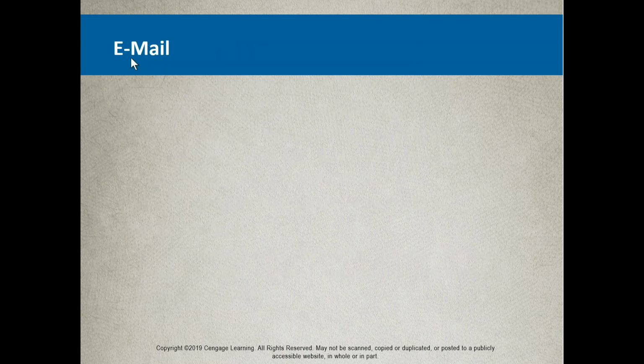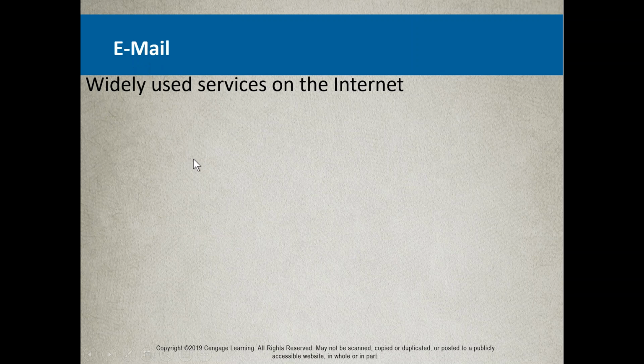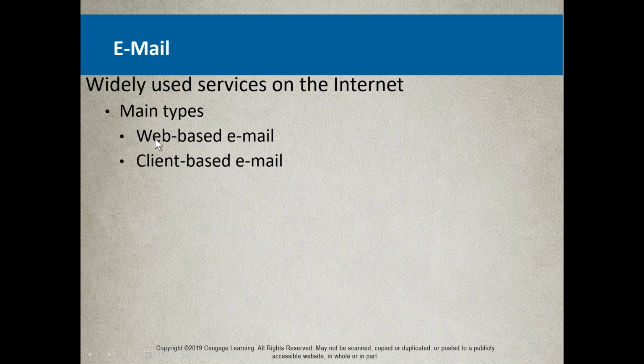So looking at it a little closer, email being probably the most commonly used service the internet uses globally. It's the most widely used service on the internet. Its main types are web-based email and client-based. So what's the difference? If I was to go to a web browser, like let's say Chrome, and I type in something like gmail.com, I would have a web-based email. And if I was to download, let's say, a program called Microsoft Outlook, Microsoft Outlook is a proprietary client by Microsoft to connect to email servers. That would be a client-based email.